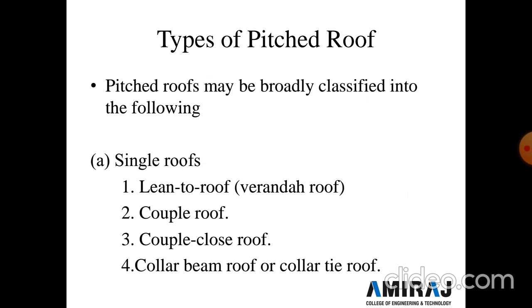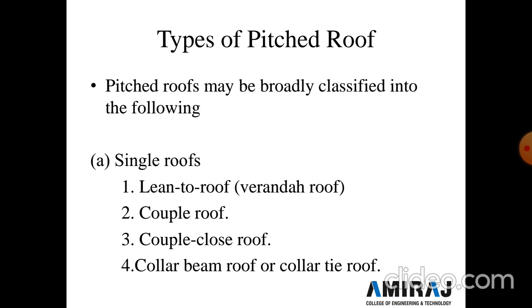Now next is the types of pitch roof. Here pitch roofs may be broadly classified into the following types. First is a single roof, second is a double roof or purlin roof, and third is a triple membered or frame truss roof. The single roof is divided into four parts. First is a lean-to roof, generally known as a veranda roof. Second is a couple roof. Third is a couple close roof, and fourth is a collar beam roof or collar tie roof.